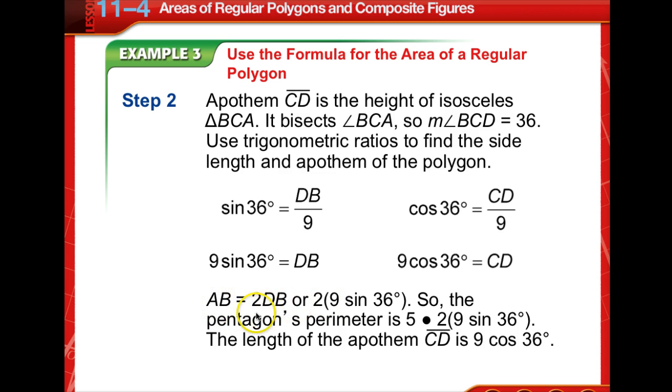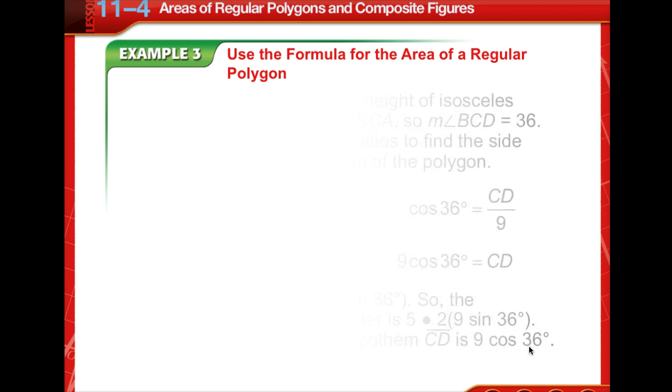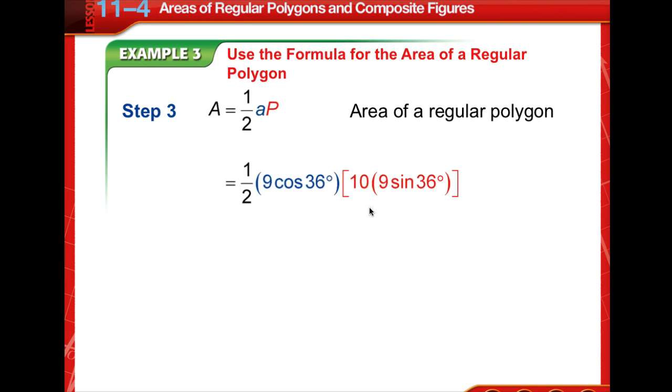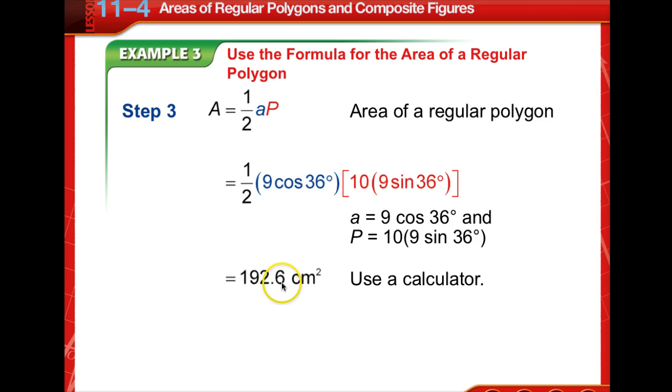So AB, the entire length, is 2 times 9 sine 36. So the pentagon's perimeter is 5 times 2 times 9 sine 36. And the length of the apothem, there's only one of those, so it's 9 cosine 36 degrees. Substituting those numbers into the formula for the area of a polygon, entering into the calculator, we get 192.6 square centimeters.